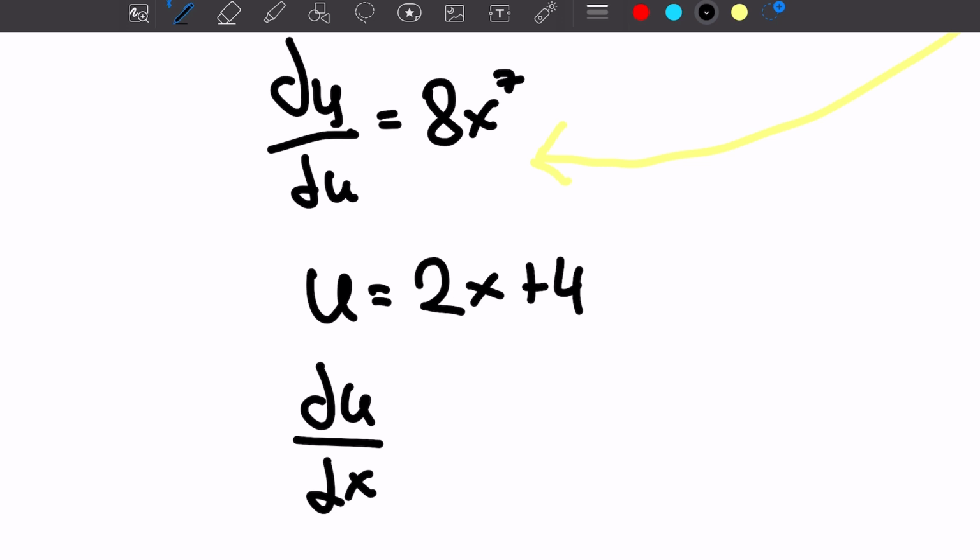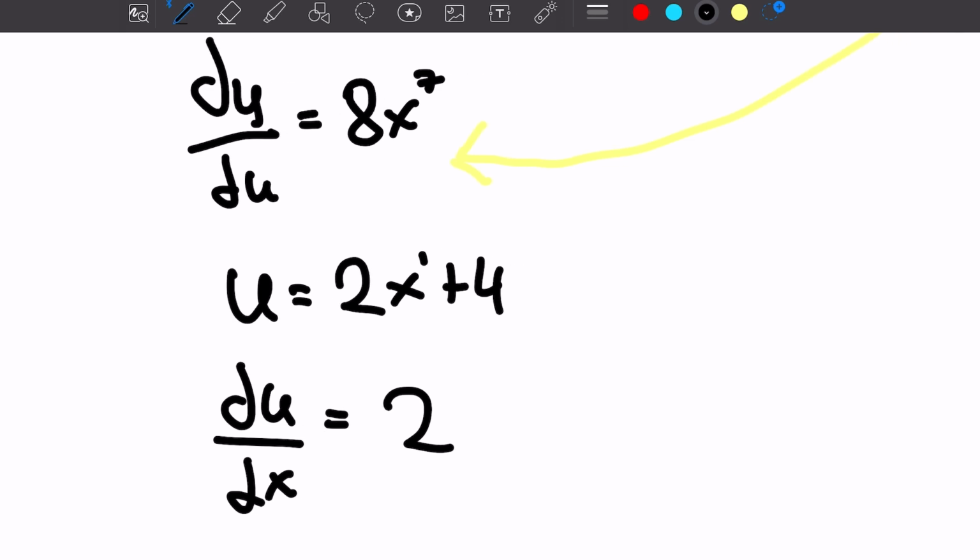So let's say we have du by dx now. Very simple, we would have 2, because the derivative of a constant is 0, and the derivative of x is just 1. You actually use product rule to find that derivative, I believe. So yeah, du by dx is equal to 2. So what did I say earlier? I said that you needed to multiply these two, right? So that means we'd have 8 times u to the power of 7 times 2.